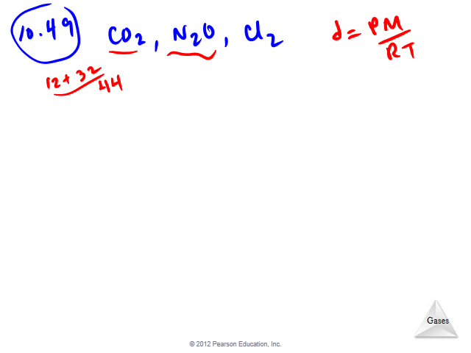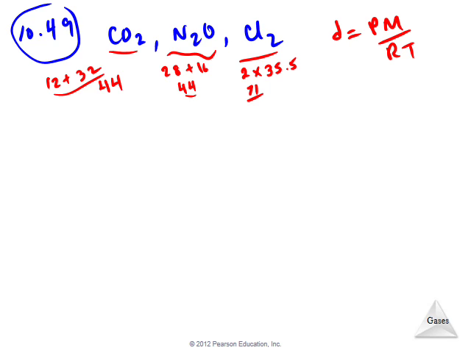Nitrogen, each nitrogen is 14. Two of them will be 28. So 28 plus 16, and that gives 44. So that's also 44. Each Cl is 35.5, and you have two of them. 2 times 35.5, and that's 71.